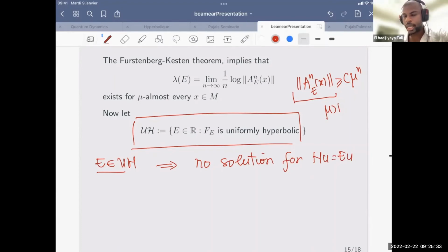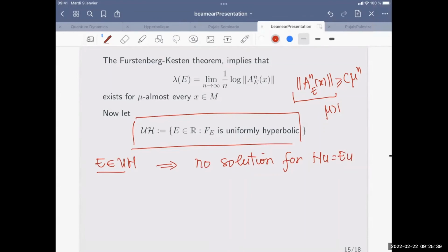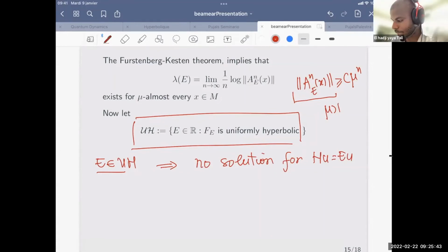Because since the energy... okay, I have 5 minutes left. So we don't have a solution because this is growing exponentially.